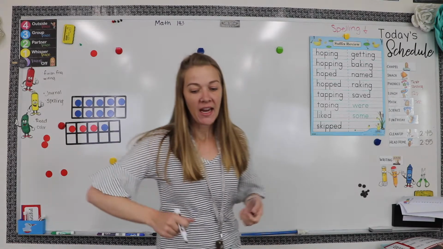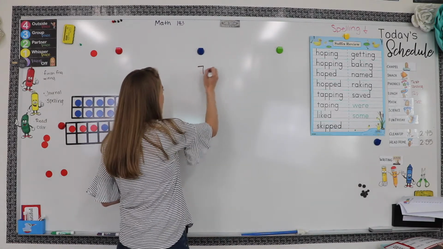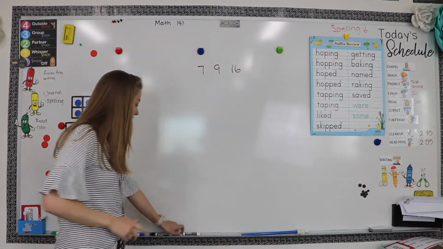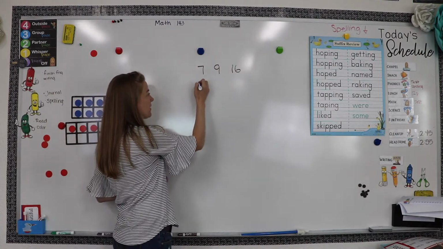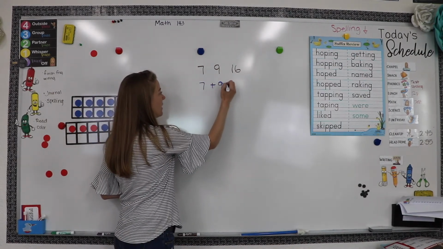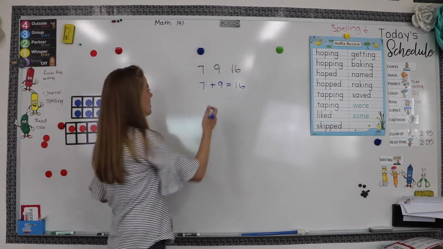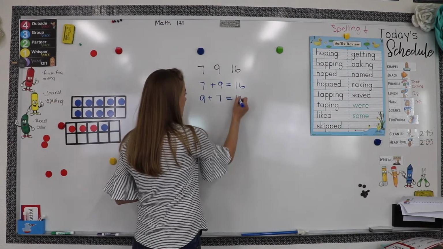So if I have the numbers 7, 9, and 16, what would be my first addition sentence? I could just make it easy on myself and do 7 plus 9 equals 16. Now I need to write one more. So I switch the addends. 9 plus 7 equals 16.